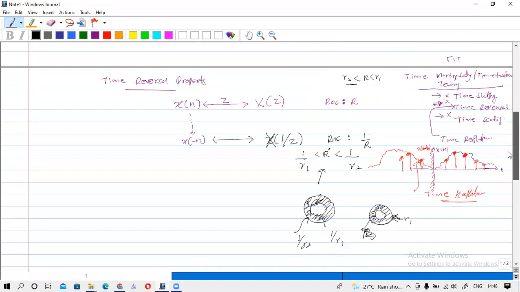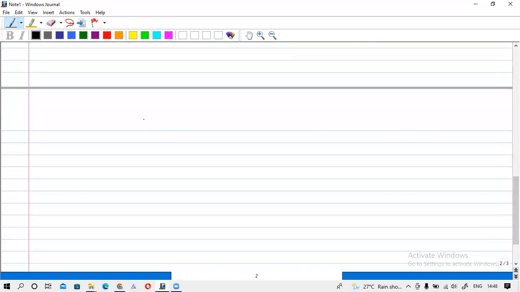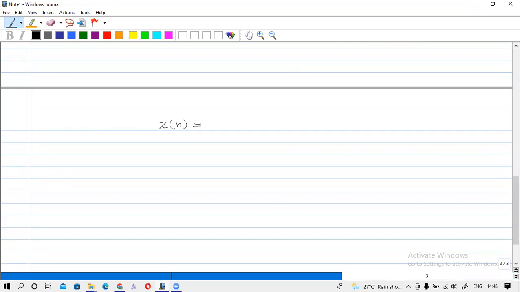So we will do an example. We are given x[n] equals a to the power n times u[n]. I think we already solved this kind of question. Can you find the z transform and the ROC for this sequence? I hope you can do this. Please take 5 minutes and try to do this by yourself. I think 5 minutes is enough to find the z transform.